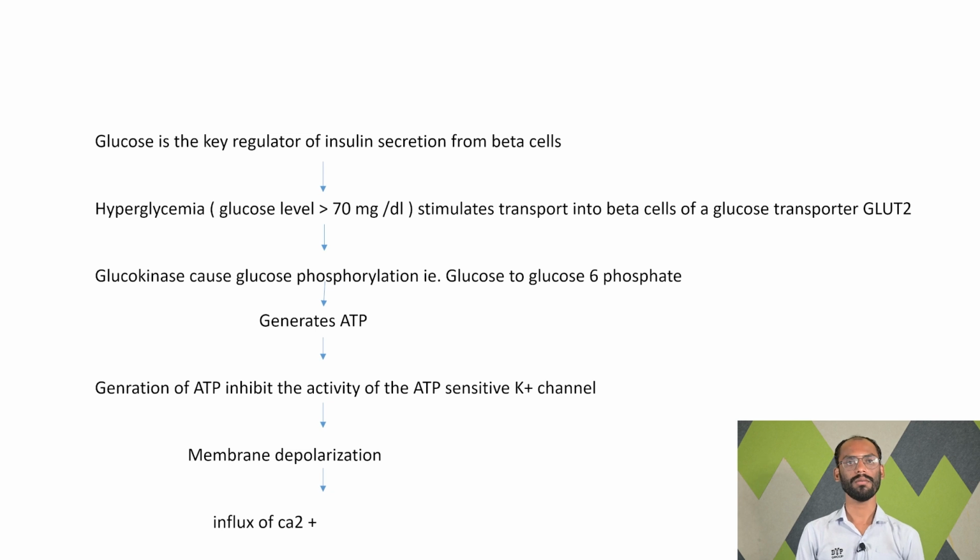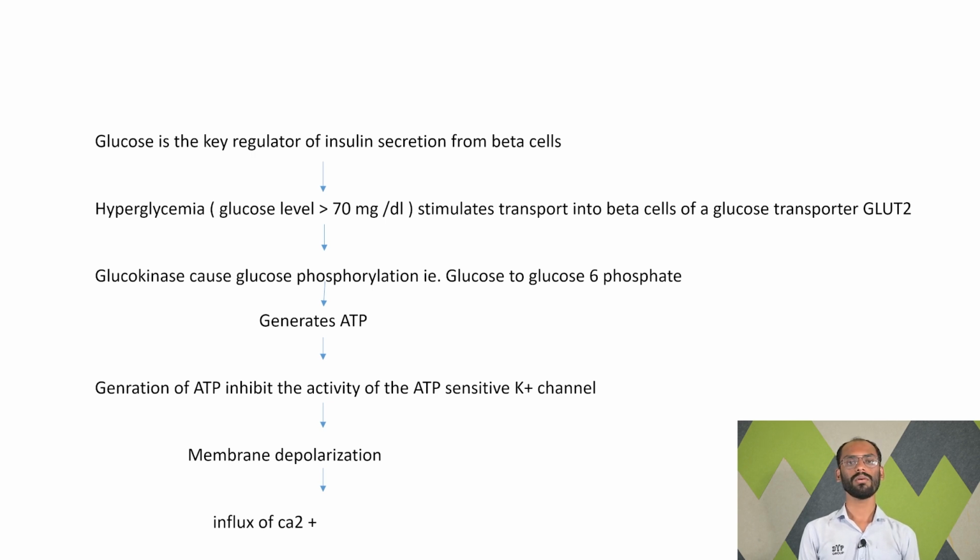So let's see this master flowchart. As we know, glucose is the key regulator of insulin secretion from the beta cell. If our blood glucose level goes beyond 70 mg per deciliter, it is transported to the beta cells of the pancreas, and glucose enters the beta cell via the glucose transporter. The glucose transporter is the medium or channel through which glucose enters the beta cell.